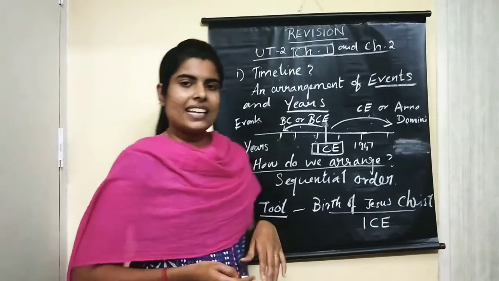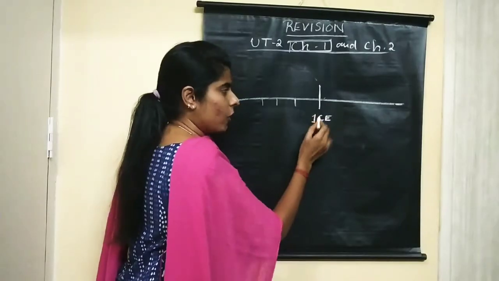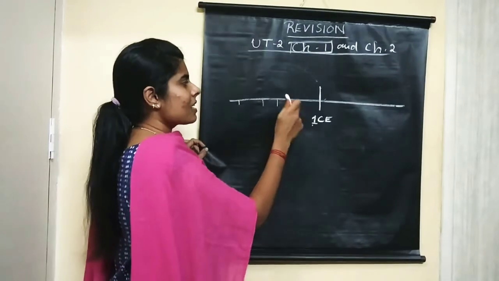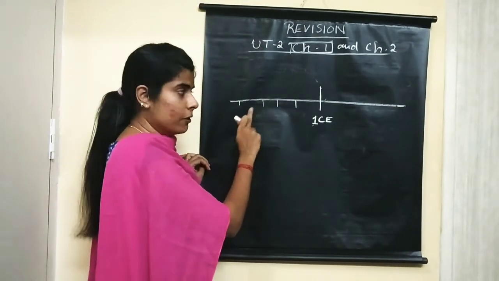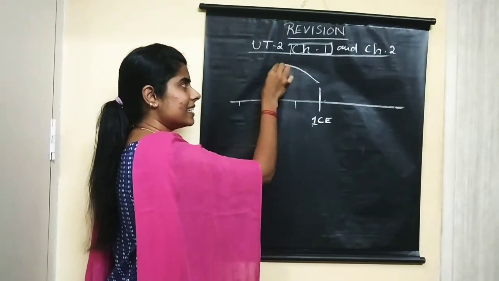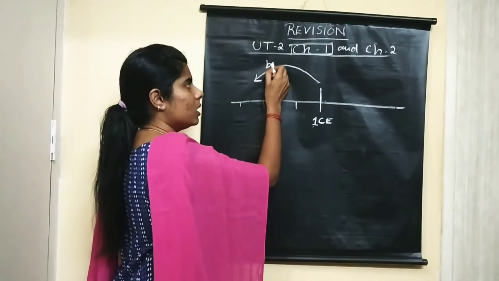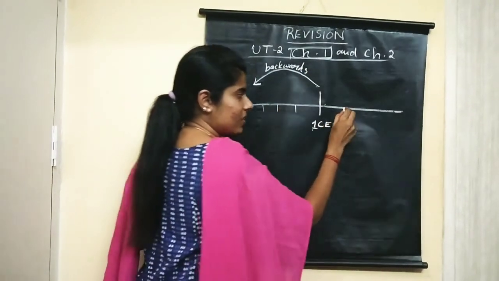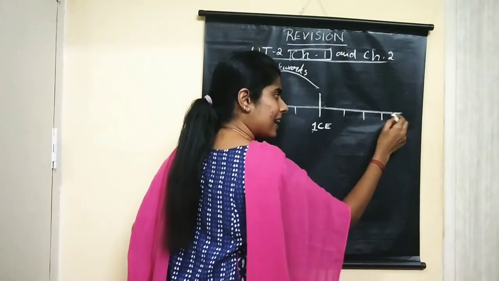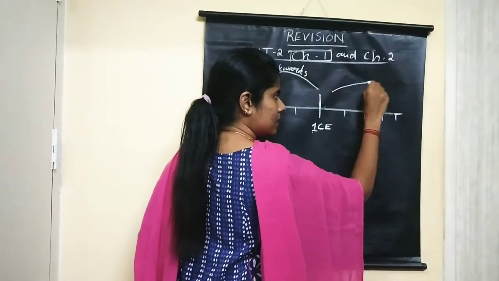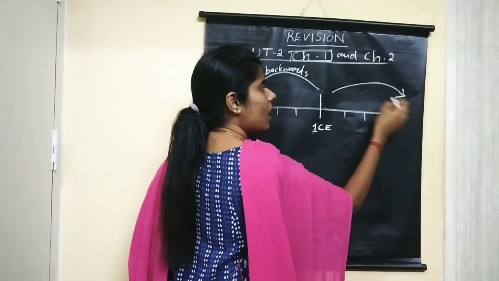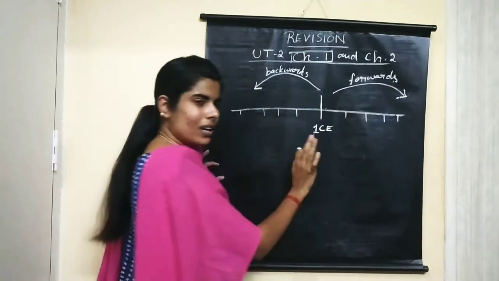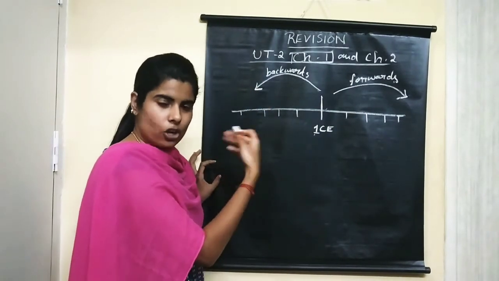Yes. And next, we are taking the central point as Jesus Christ's birth, which is referred to as 1 CE. And the events which occurred before his birth, here the years are counted backwards. Okay, and the events occurring after Jesus Christ's birth, here the years are counted forwards. Okay children, so this is how a timeline should be and this is how we should draw a timeline.